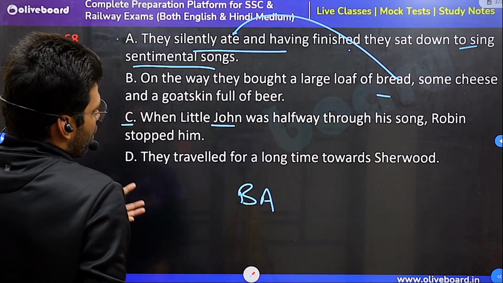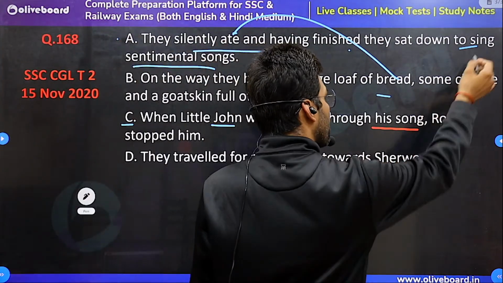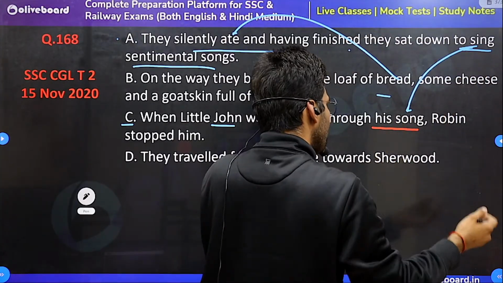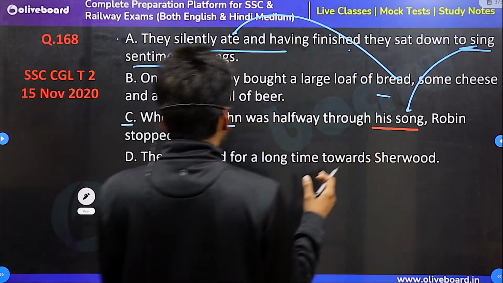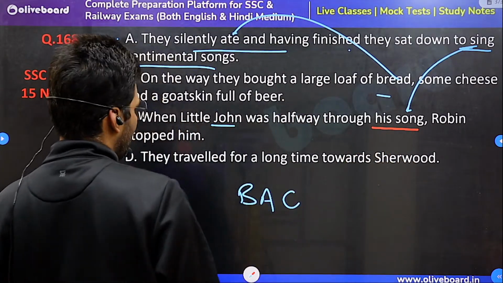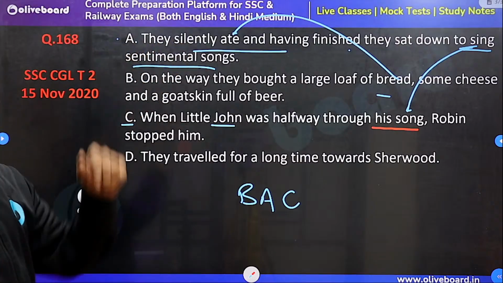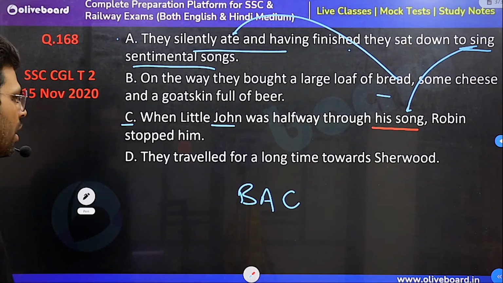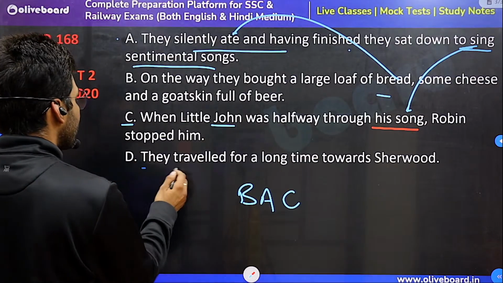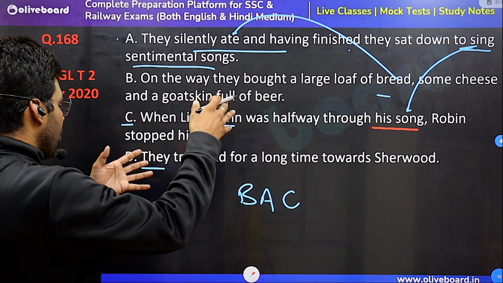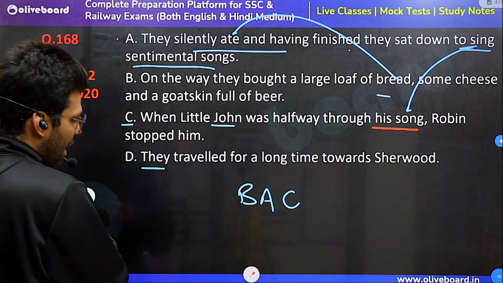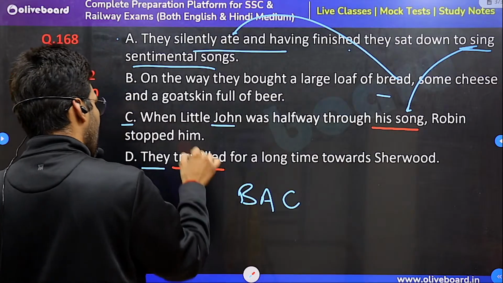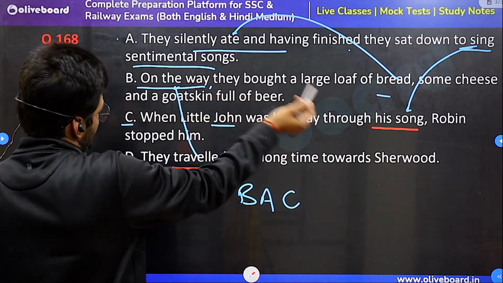So when Little John was halfway through his song, that's the keyword, they were sitting after finishing food to sing some songs. When he sang half of his song, Robin stopped him. So although we have nouns in the third one, that has to be after A, because there they said to sing songs and now they are singing songs out there. Last one. They traveled. I still don't know who this 'they' is. You are putting a noun at the fourth position, but they are traveling towards Delhi, Mumbai, Chennai. If you are traveling, now I can say on the way, I bought something to eat, done.